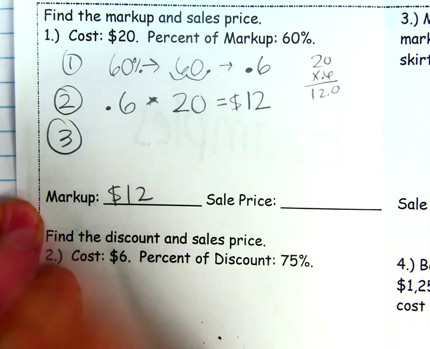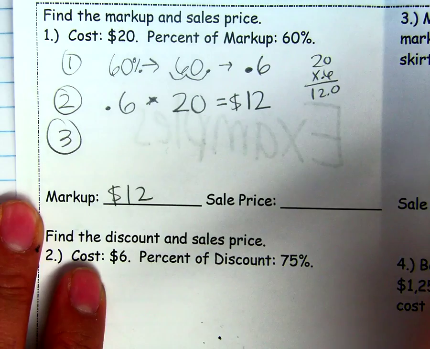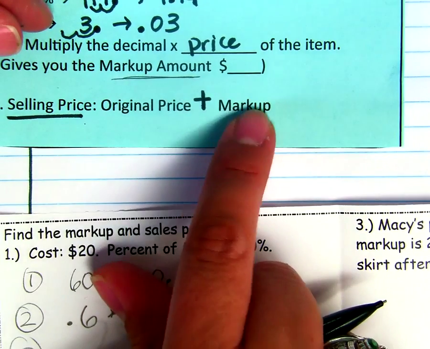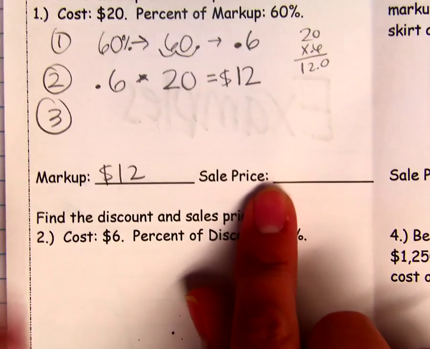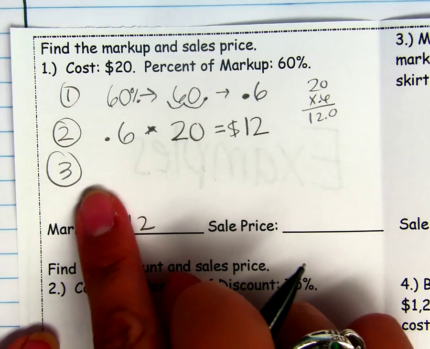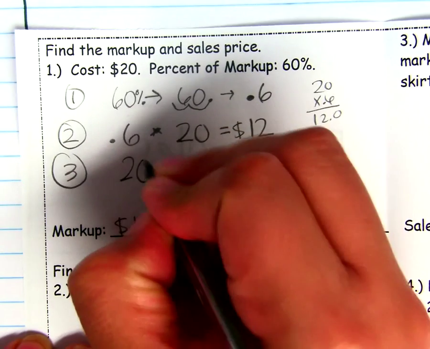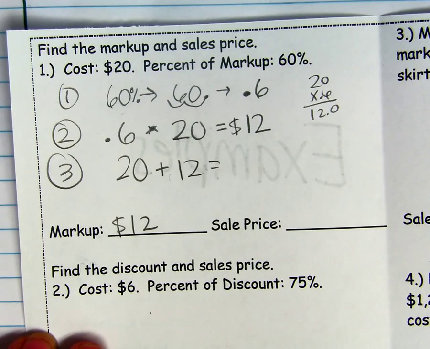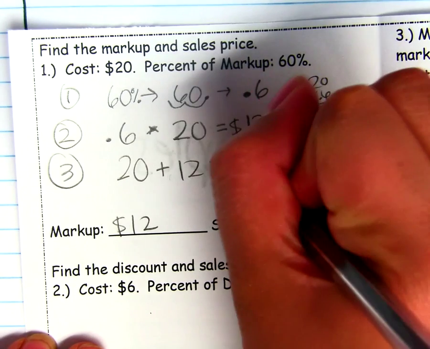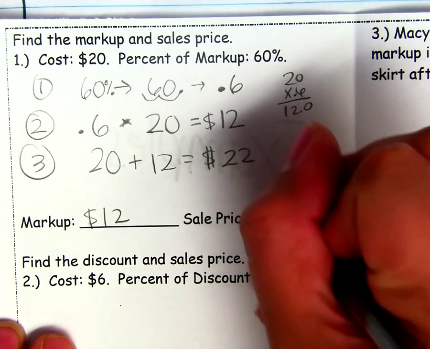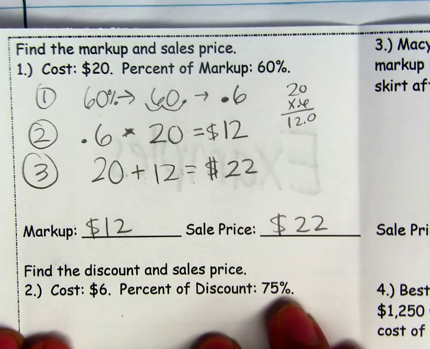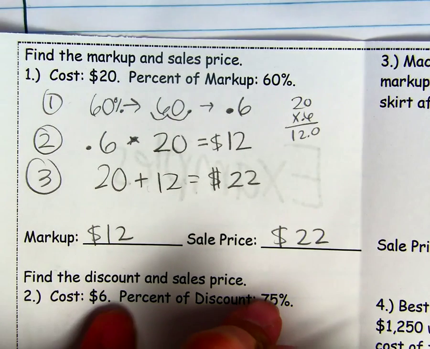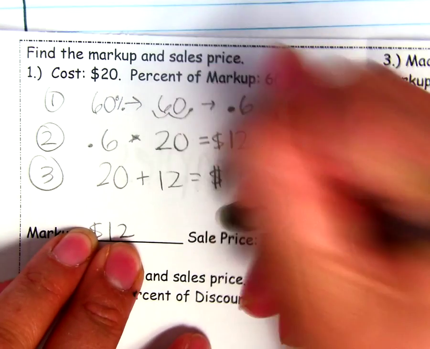Step 3. It says the sale price or selling price is the original price plus the markup. So how are we going to find out what the sale price is? What was the original price? 20. What did we find the markup was? 12. So what's my answer? 32. Right? So it used to cost 20.